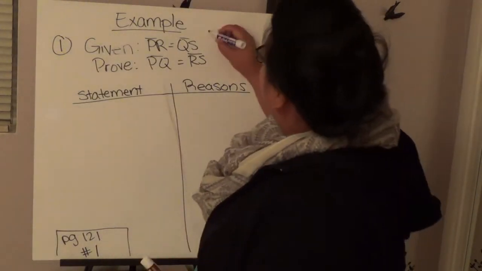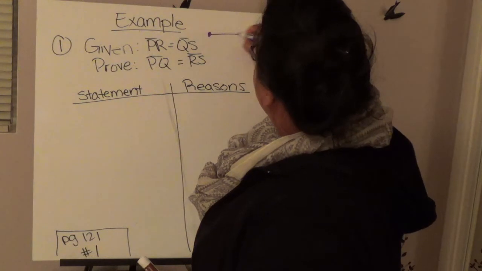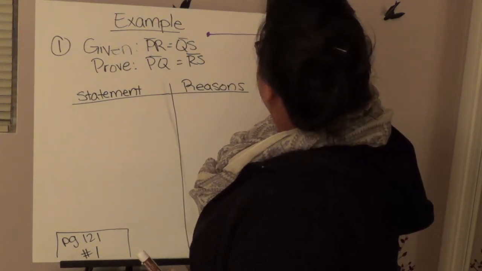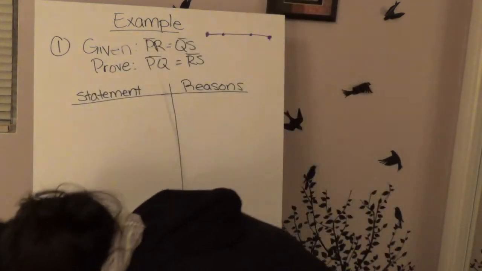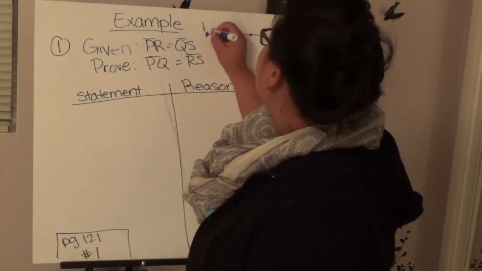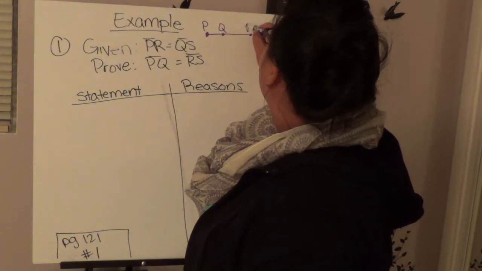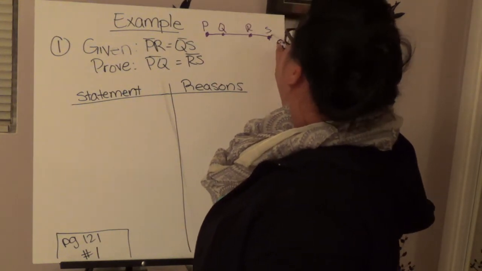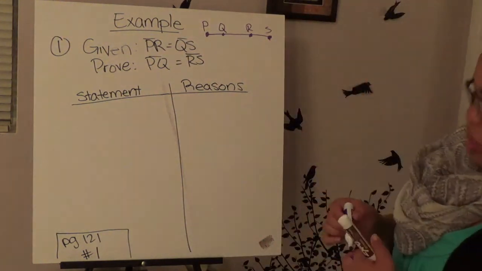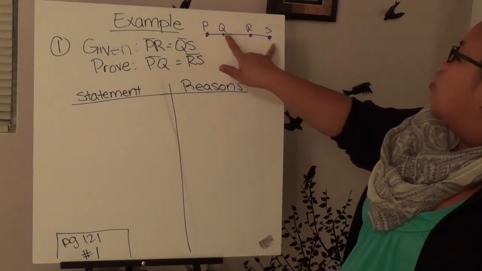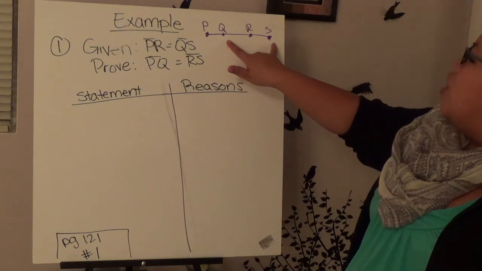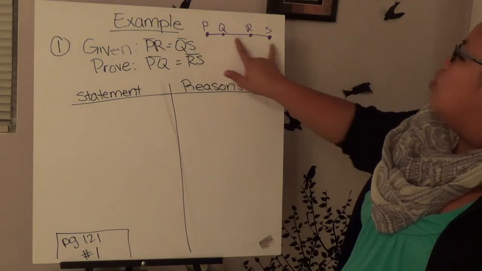Sorry, I need to draw you this picture. So the picture is PQ and RS. Alright, so it says here that the given is PR, this whole thing, equals QS. And it wants you to prove that PQ equals RS.